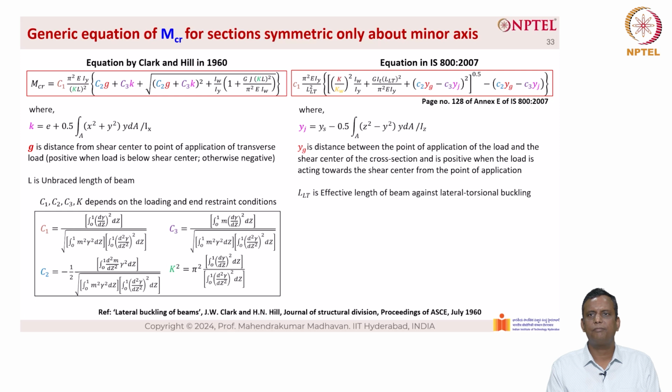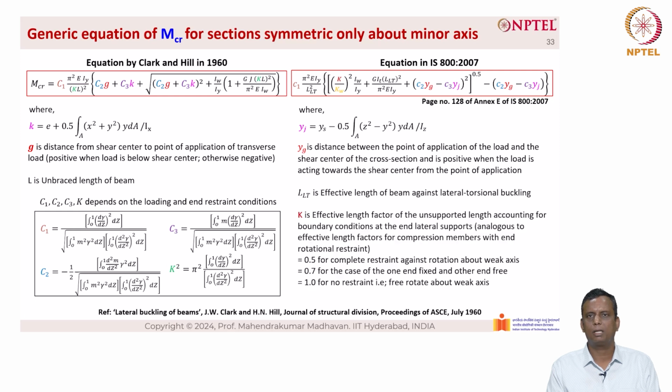L sub LT is the effective length of the beam against lateral torsional buckling, and K is the effective length factor of the unsupported length accounting for boundary conditions at the end lateral supports, analogous to effective length factors for compression members with end rotational restraint, which is equal to 0.5 for complete restraint against rotation about weak axis, 0.7 for case of one end fixed and other end free, and 1.0 for no restraint, that is free to rotate about its weak axis.